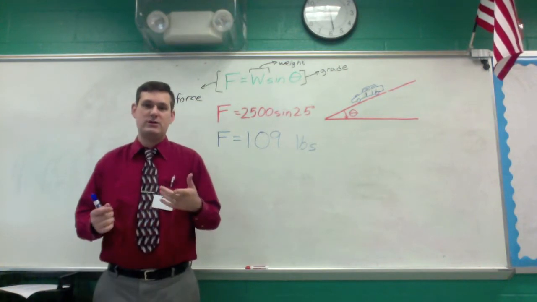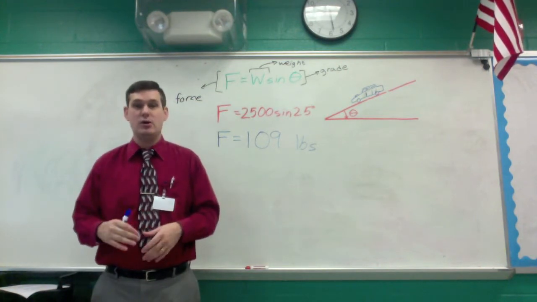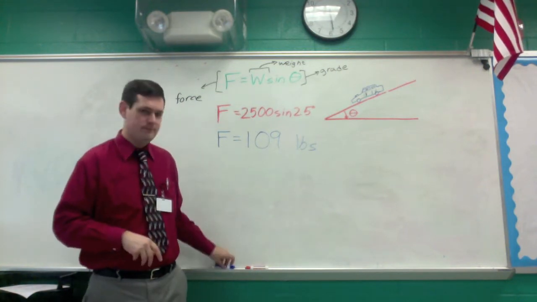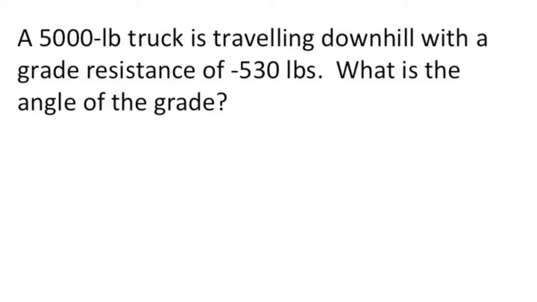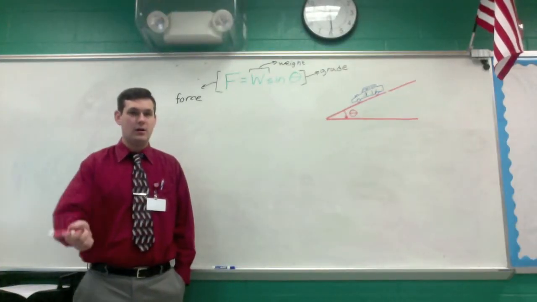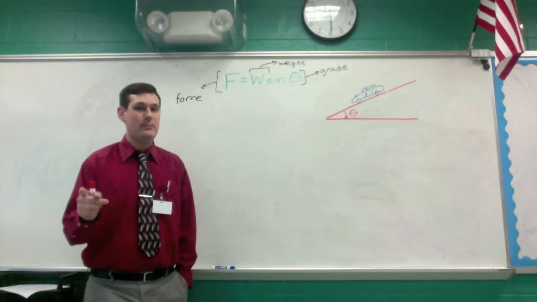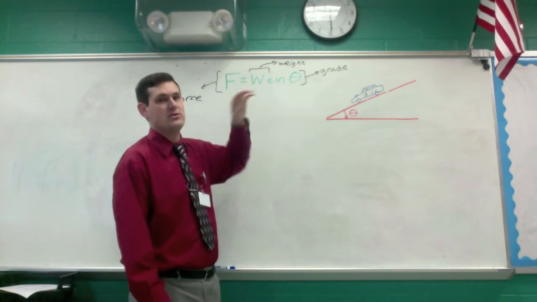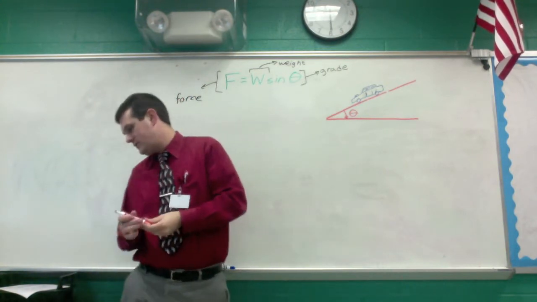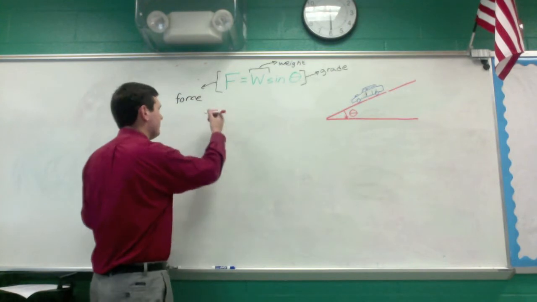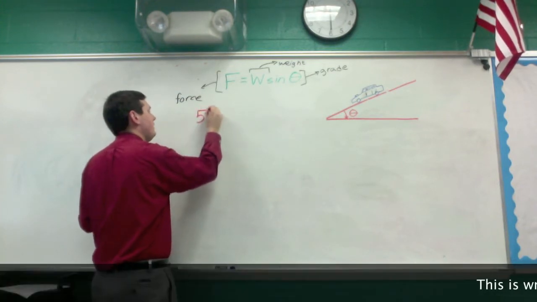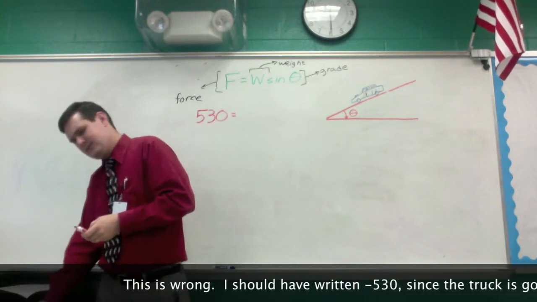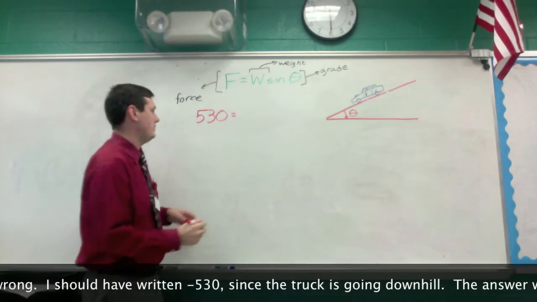Okay, so on the next page I'm going to show you the same formula, same problem, only something just a little bit changes, and we'll find out what that is. Okay, do you see what's different on that problem? Instead of giving us the angle, we have to find the angle. They give us F, they give us W, so we have to plug those in. So the force in this case was 530 pounds. So 530 equals, and the weight of the truck was 5,000 pounds.